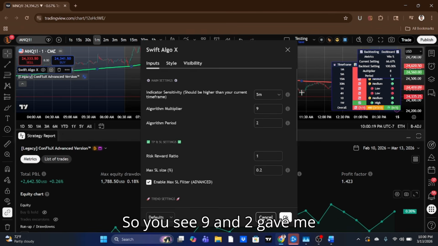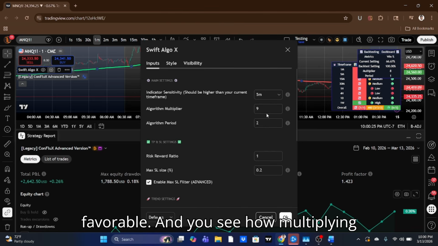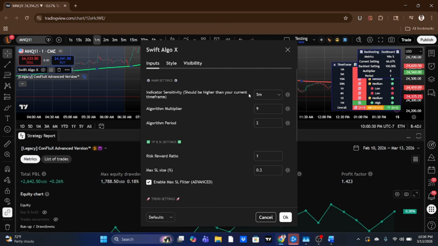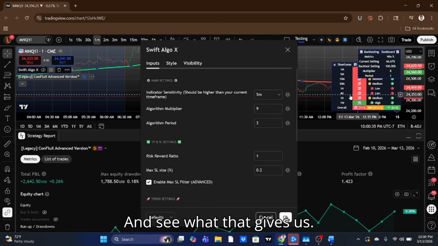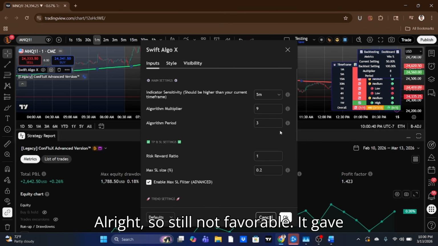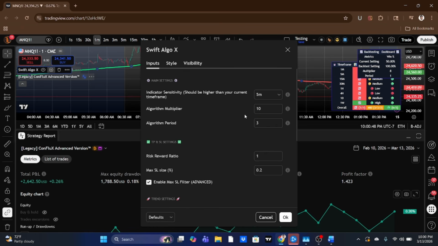So you see 9 and 2 gave me a 66.67%. So 9 and 2 is not favorable. And you see how multiplying period goes back to 8 and 1. Let's try a 3 and see what that gives us. So still not favorable. It gave us 50%, so that's probably done. Let's try 10. See what 10 gives. 33%. It's terrible. So let's try 2.